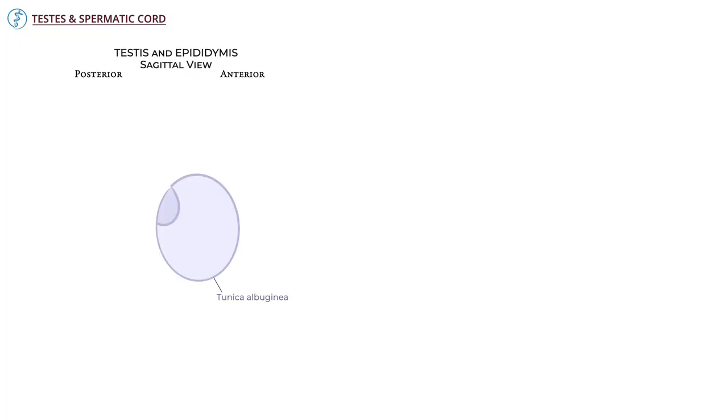Tunica means membranous sheath, and albuginea refers to its bluish-white color. Label the mediastinum, which is where the tunica albuginea forms a thickened ridge along the posterior aspect of the testis. The tunica albuginea extends into the testis to form septa, which create lobules. Indicate that the lobules contain seminiferous tubules. The seminiferous tubules are where sperm are produced under the direction of follicle-stimulating hormone and testosterone.